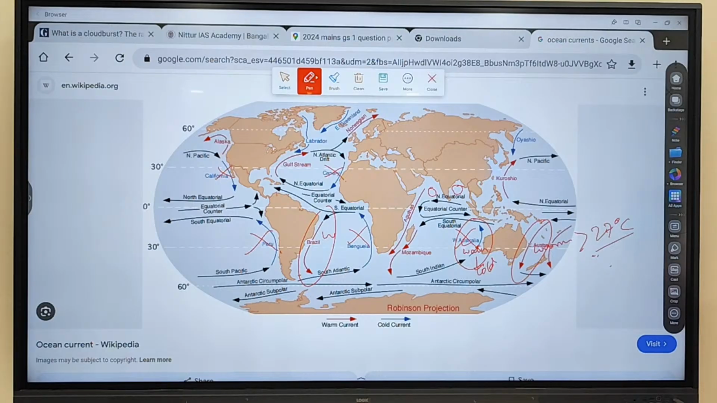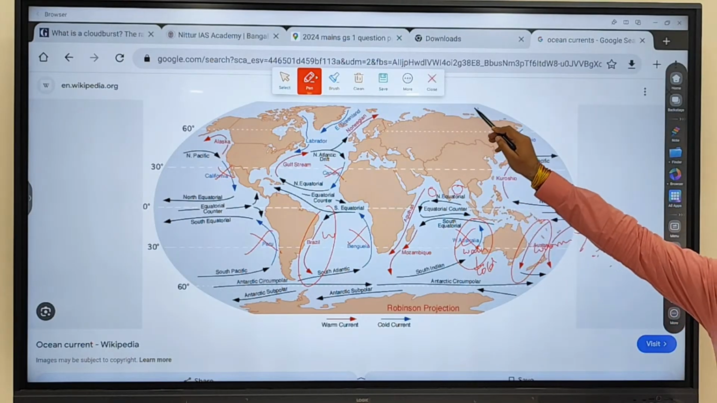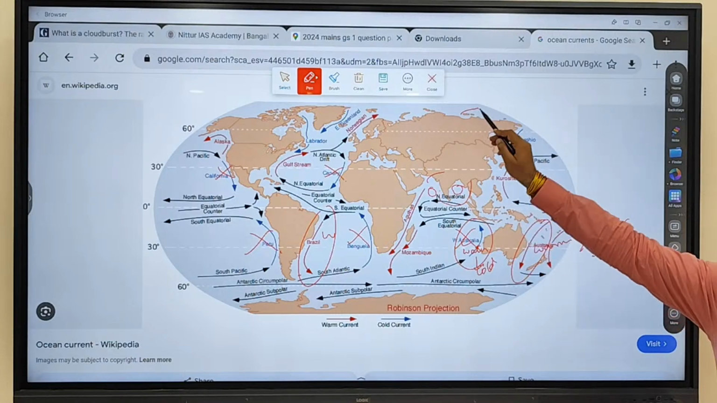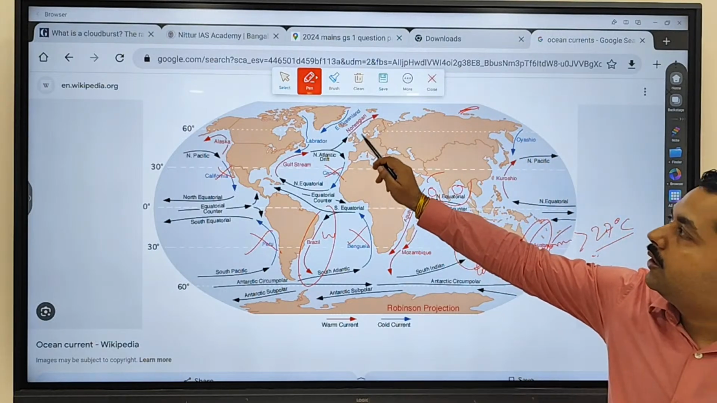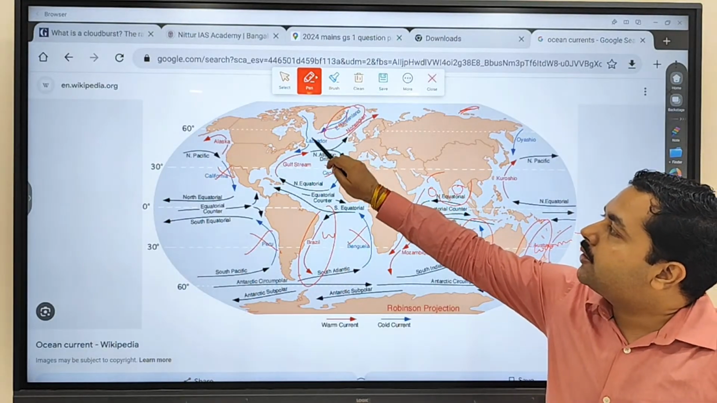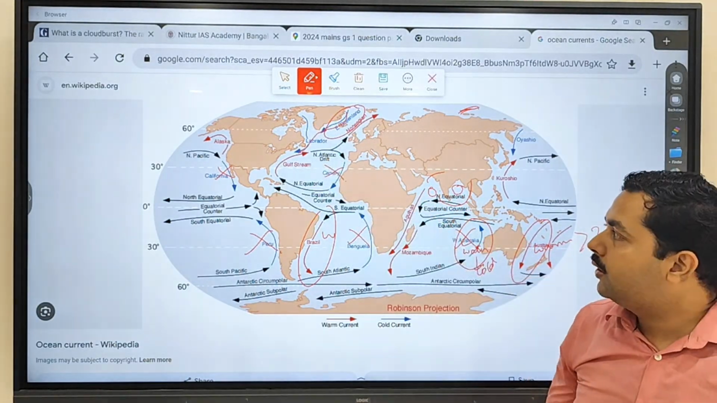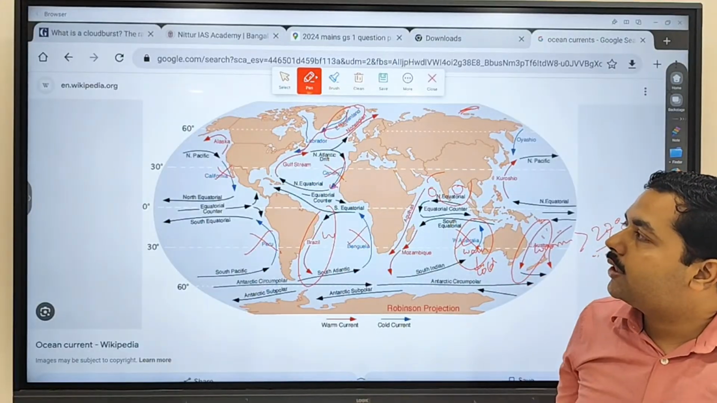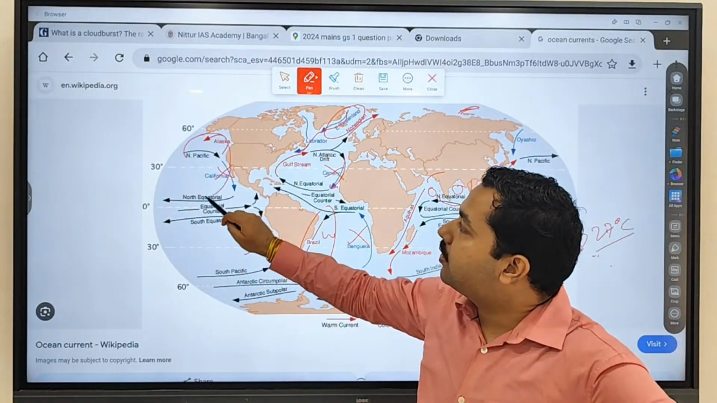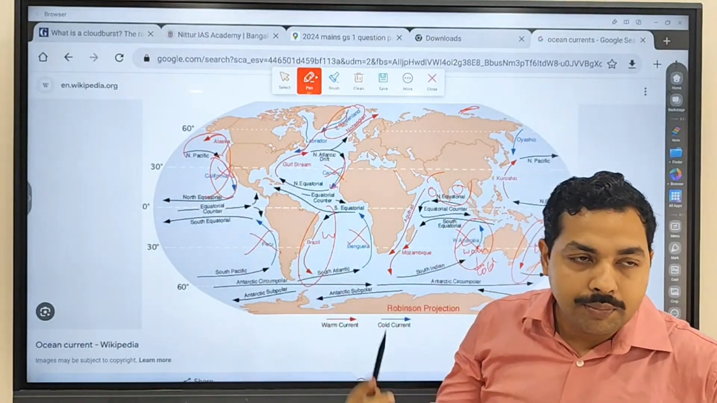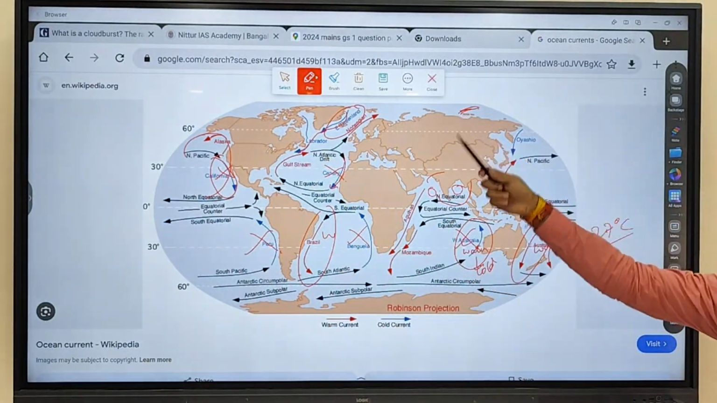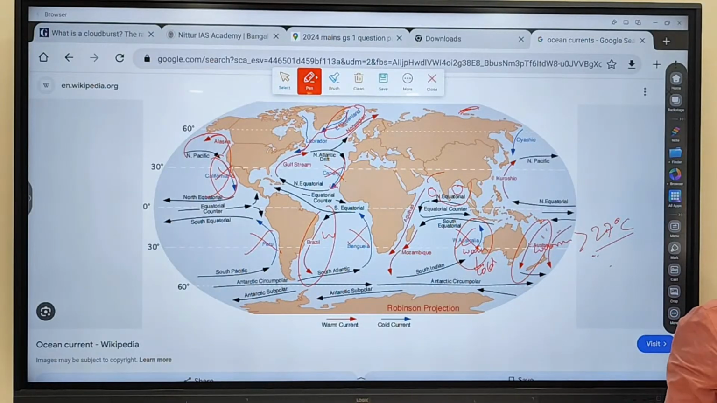Clear? Why? Because India is not connected in the Indian Ocean. The North Indian Ocean is not connected with the poles. So that's why no colder current is coming. Here you see the Atlantic Ocean is connected with the poles, so you see colder currents coming. Here you see the Pacific Ocean is connected with the poles, so you'll see colder currents coming. But the Indian Ocean is not connected with the poles, so that's why no colder current is coming.